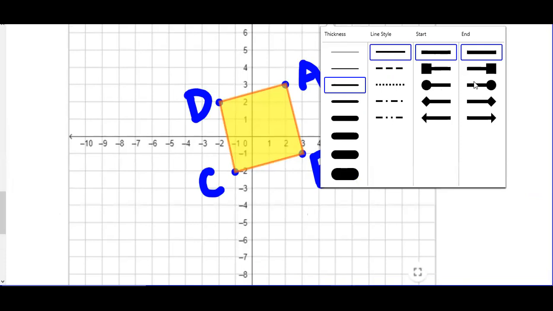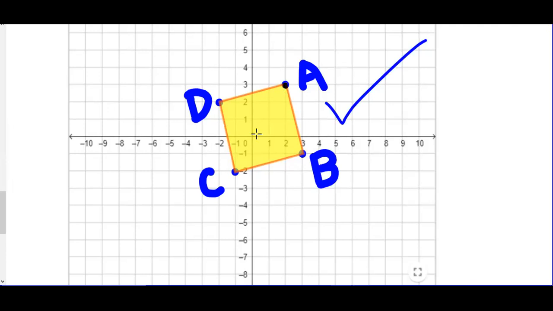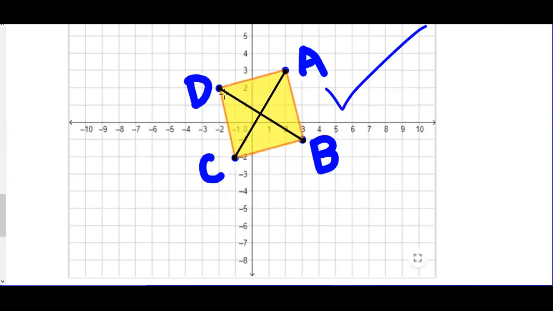From A to C. Can you see that? That is your diagonal. So how many diagonals are there? This is my first diagonal. We also have this, your second diagonal. That is two diagonals. One is from A to C. Another one is from B to D.